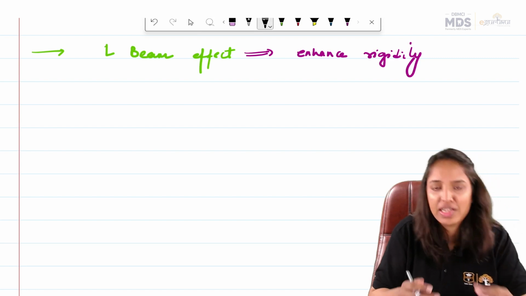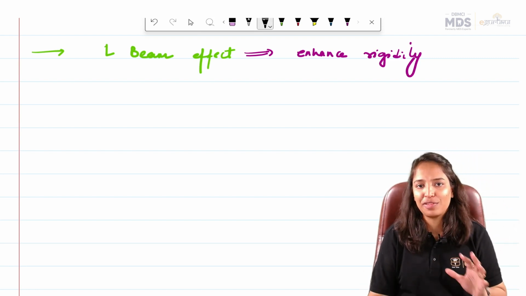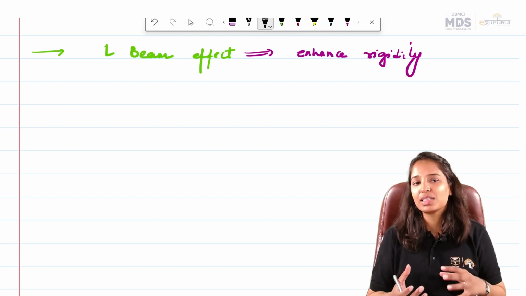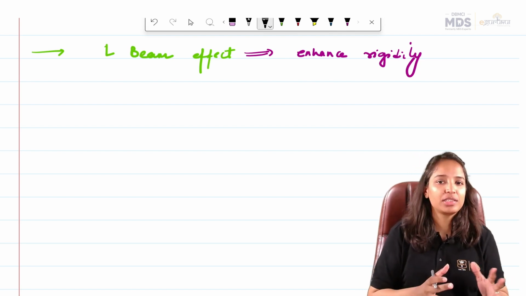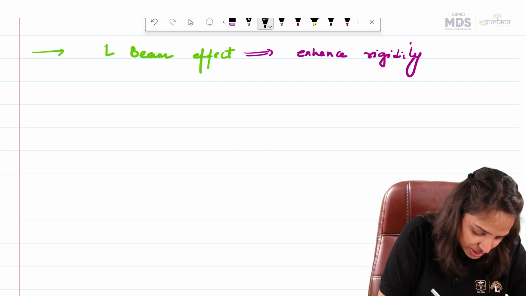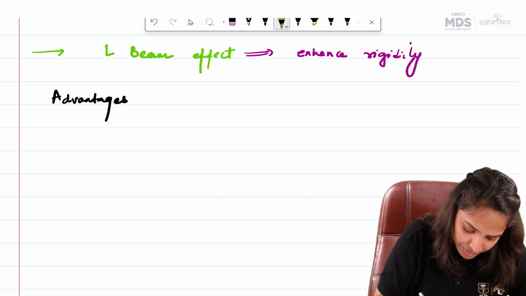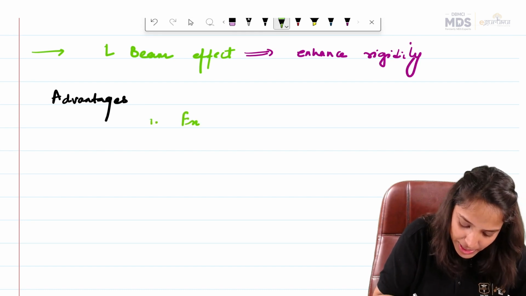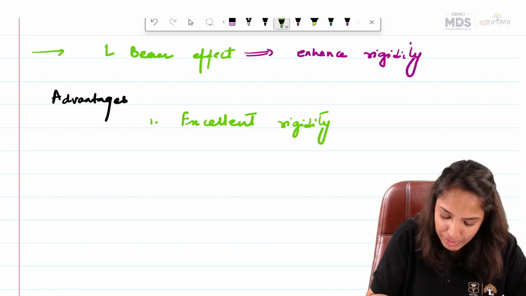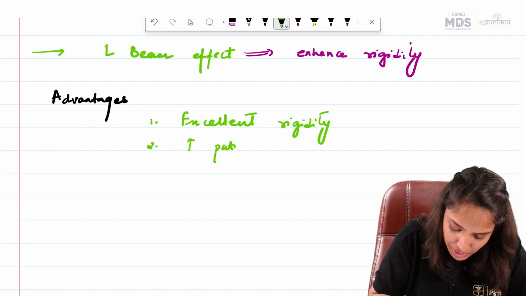The chief difference that arises is from the presence of the strap instead of the presence of a bar. And you can very well guess that when you have a strap in comparison to bar, what advantages would you have? So let us look at those advantages. First advantage would be excellent rigidity because of your L-beam effect. Second advantage is increased patient comfort.